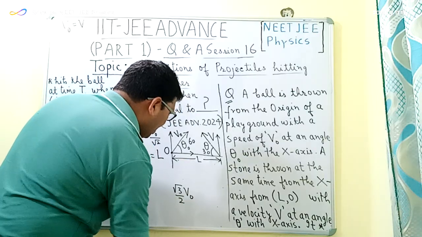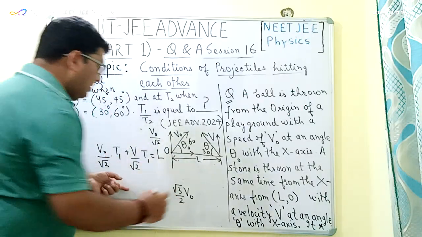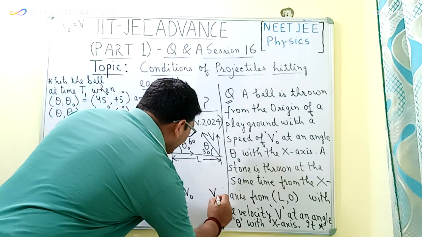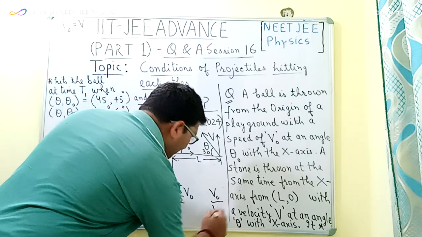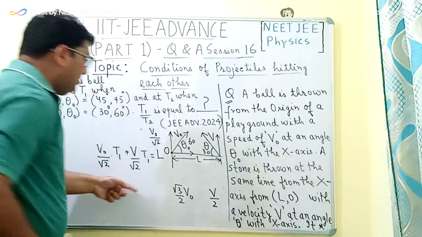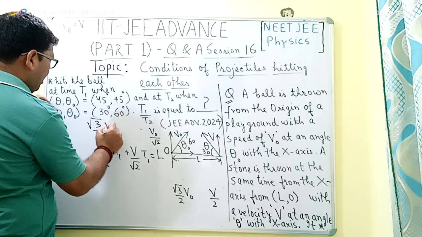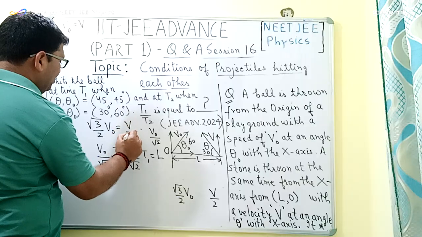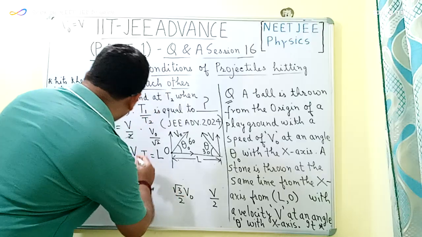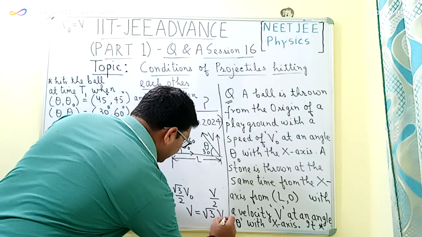So in the second case, the vertical component of the velocity of the ball will be equal to root 3 upon 2 V naught, and the vertical component of the velocity of the stone will be equal to V upon 2. And both these velocities should be equal. So from here, in the second case, I am getting V is equal to root 3 V naught.